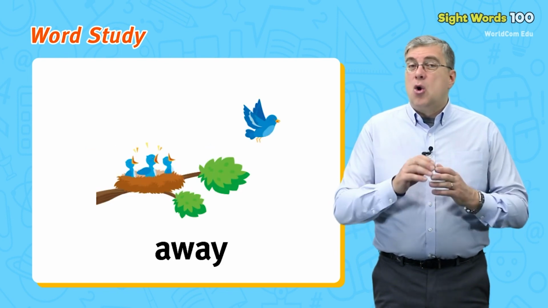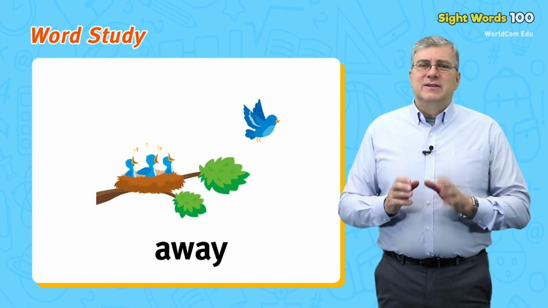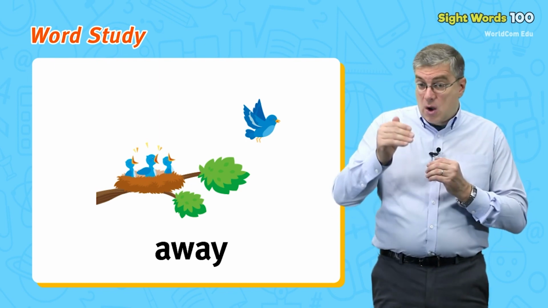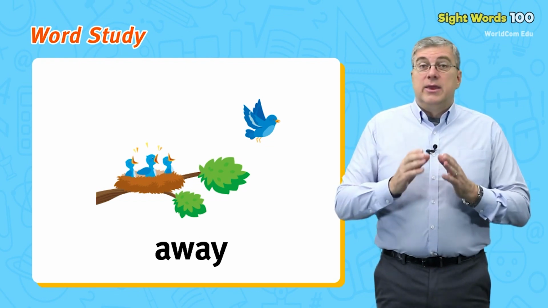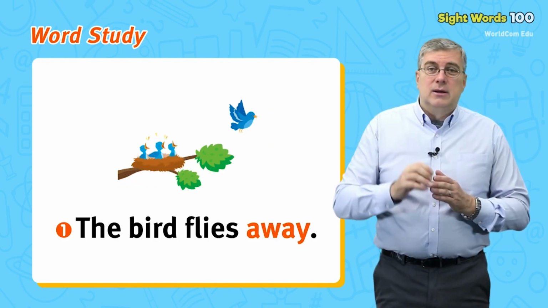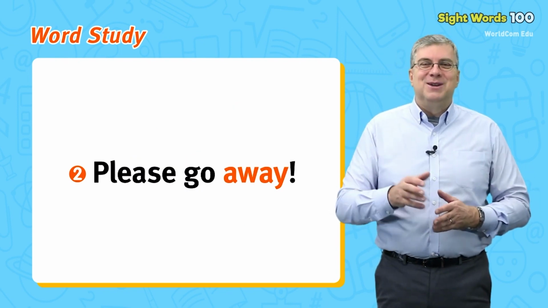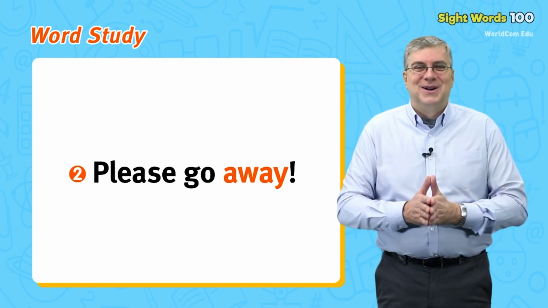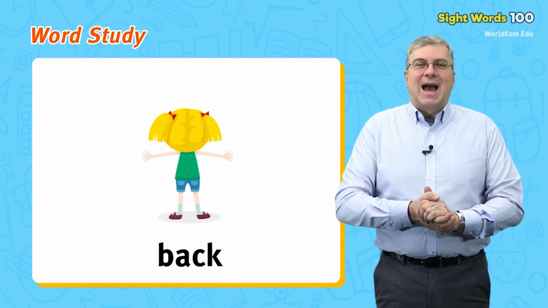Next we have away. We use away to say that something is moving from where we are. For example, the bird flies away. Or, please go away. Okay, maybe you say that to your brother or sister.